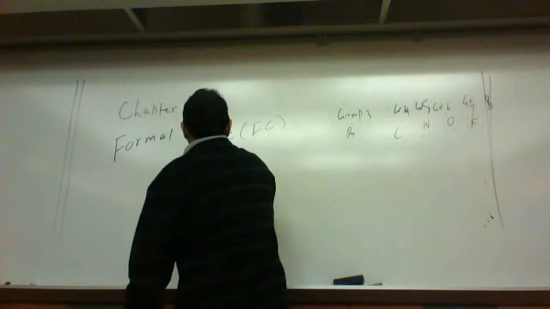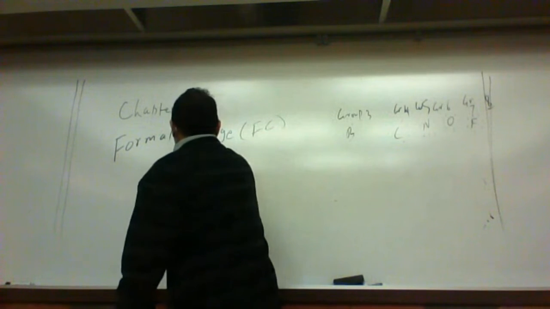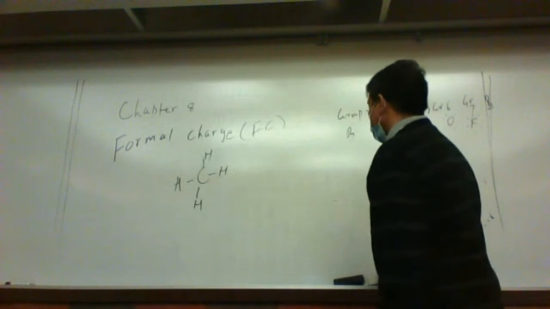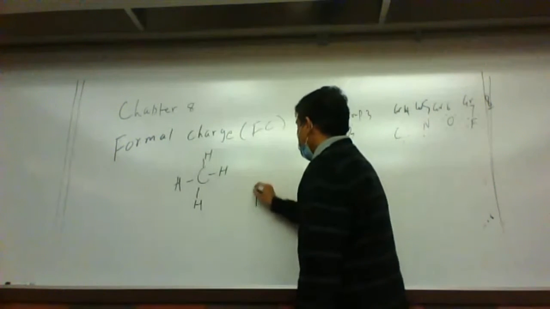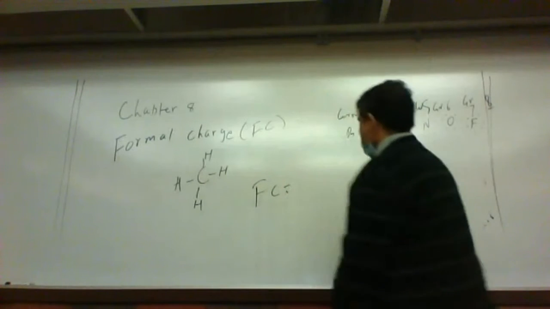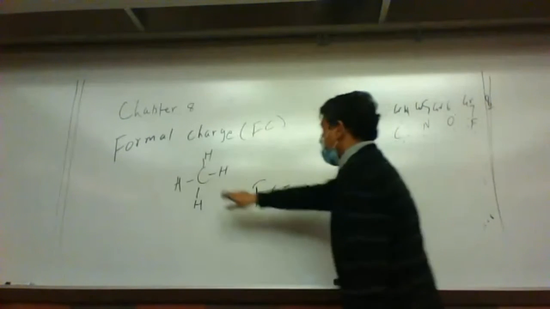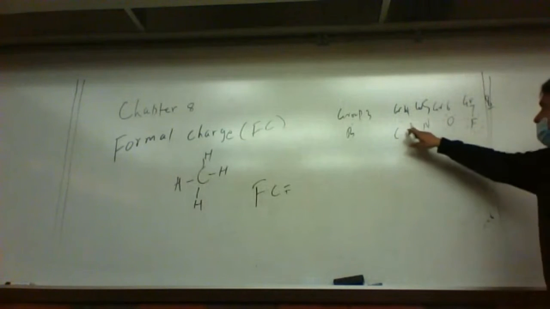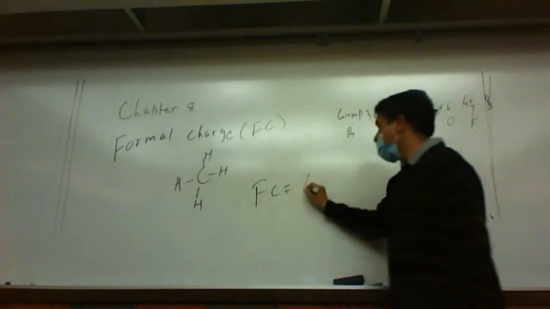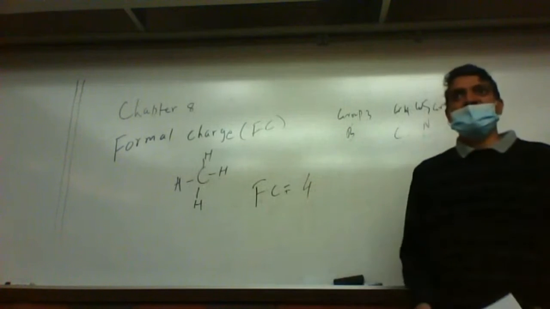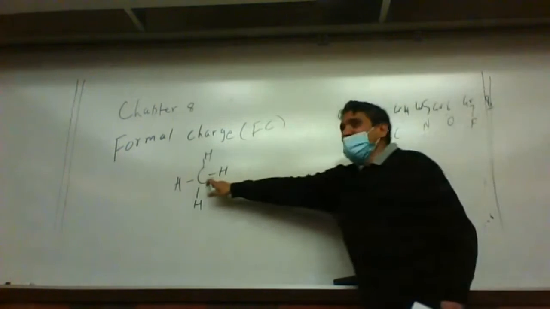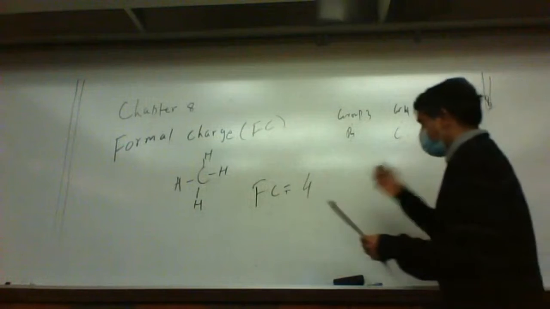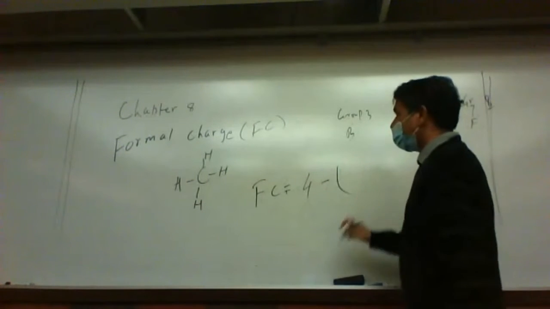So let's say we have a compound like this, CH4. What is the formal charge of carbon and the formal charge of hydrogen? We calculate like this. Formal charge FC is equal to which group is carbon in? Carbon is in group 4, right? So how many electrons does it have? 1, 2, 3, 4. So you write the 4, the number of valence electrons in the central atom. Make sense? So 4, and then minus lone pair of electrons.